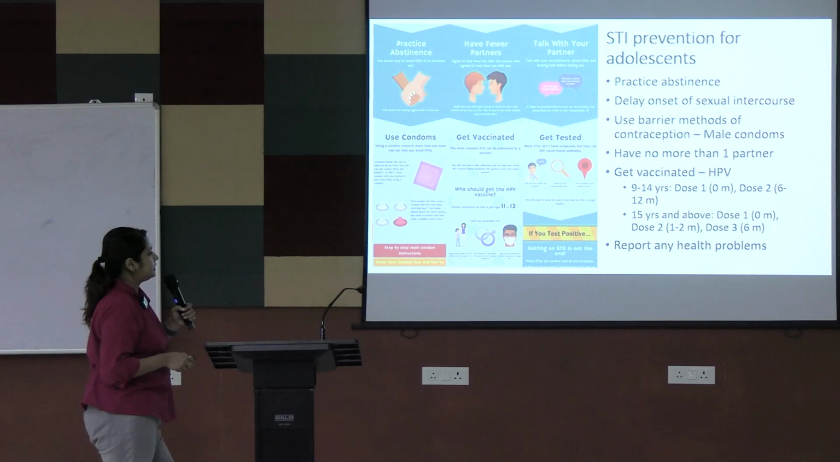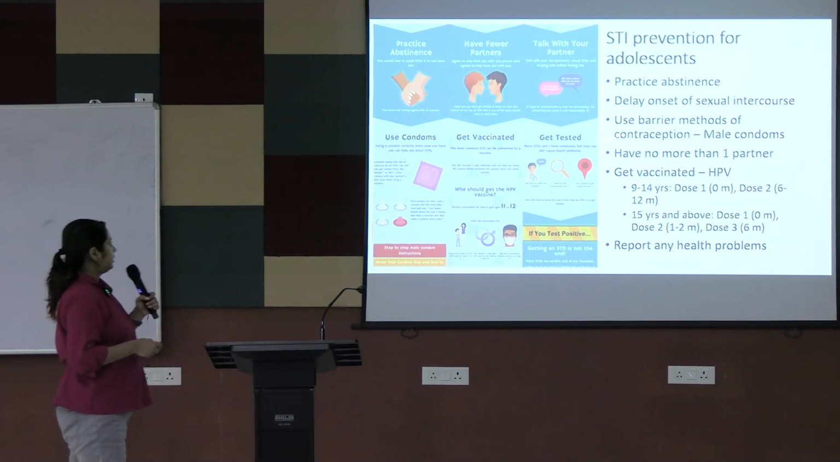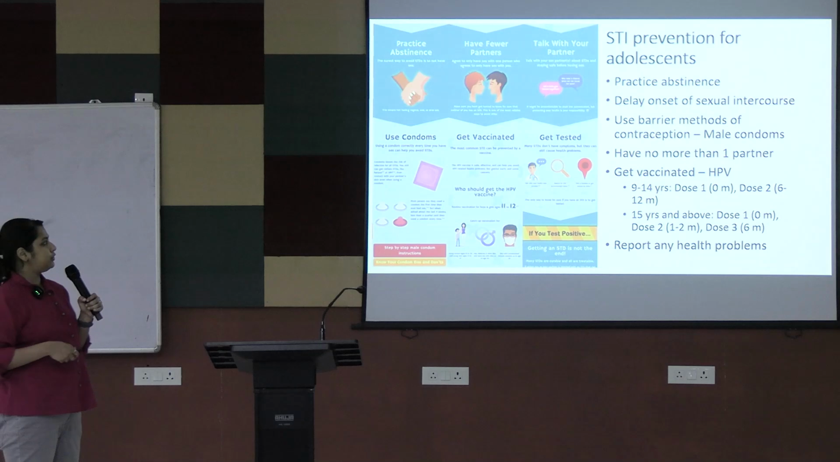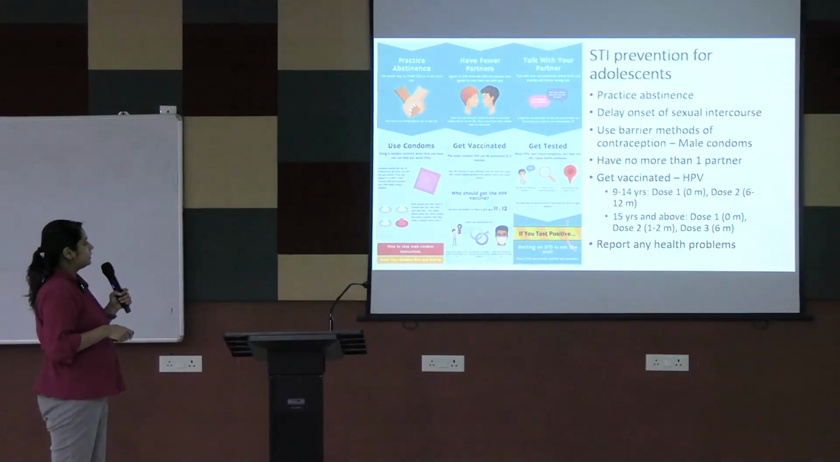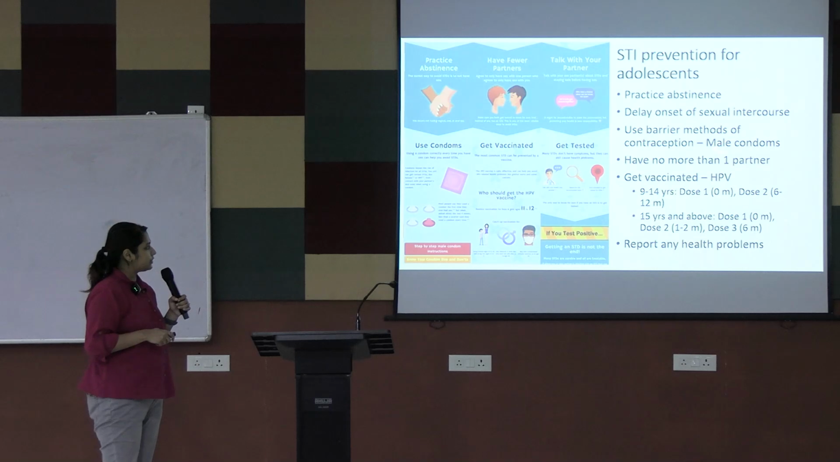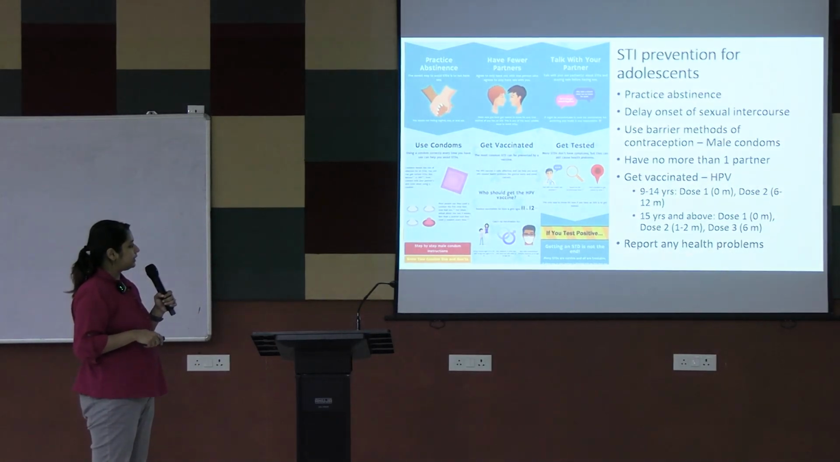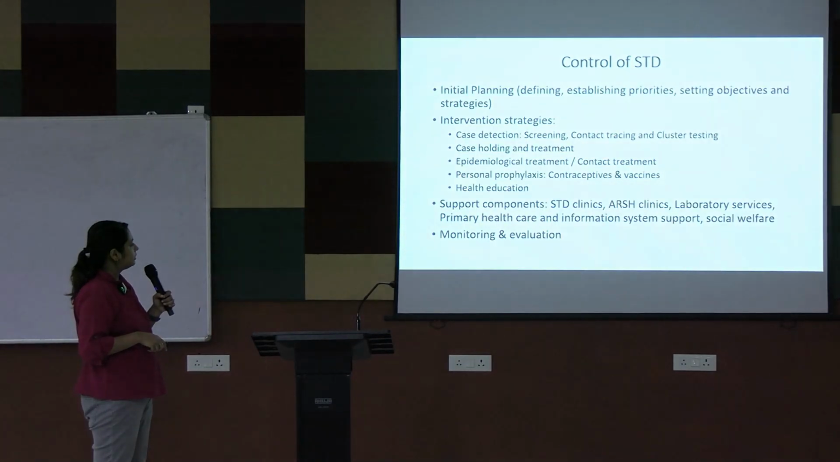Again, for adolescents in the ARCH clinic or the Ornesha clinics, whatever you tell them to practice: practice abstinence, delay the onset of sexual intercourse, use the barrier methods of contraception, have no more than one partner, then get vaccinated for HPV and report any other health problems.